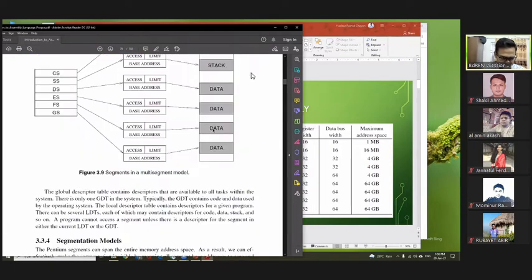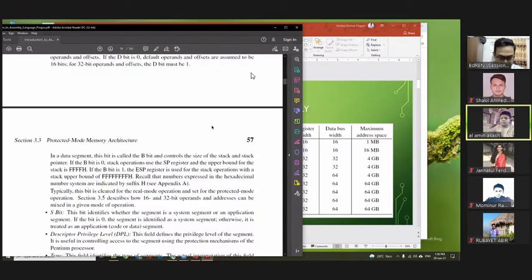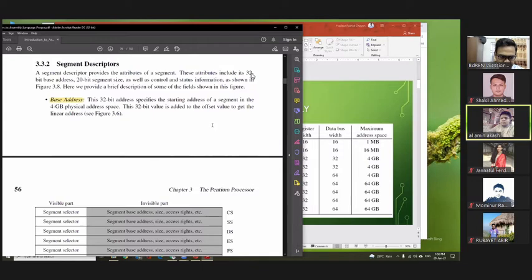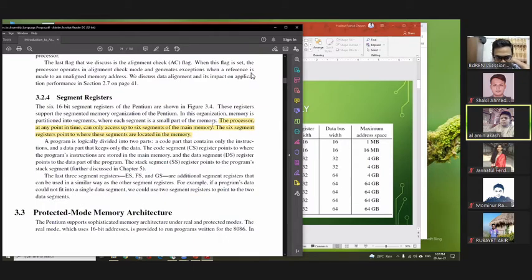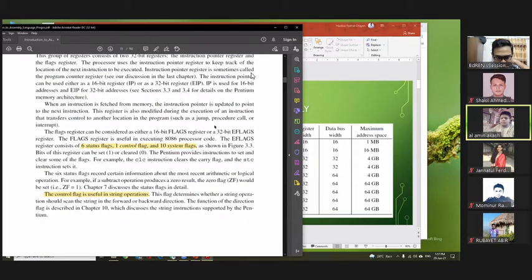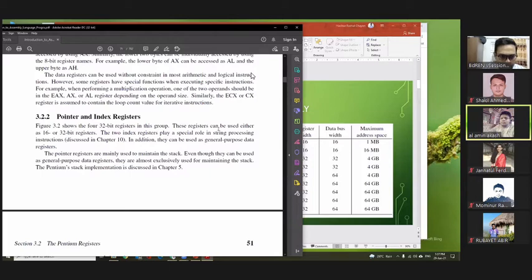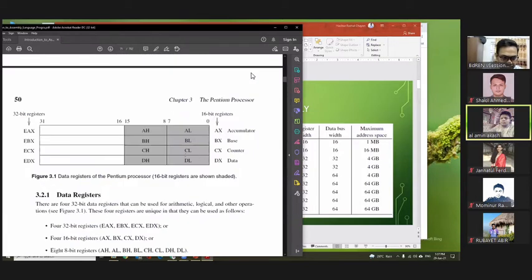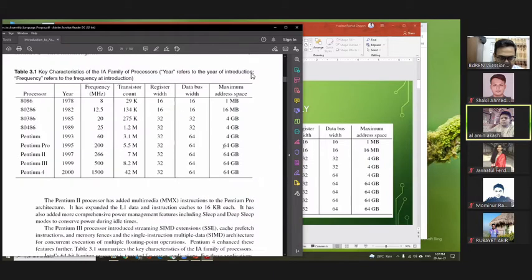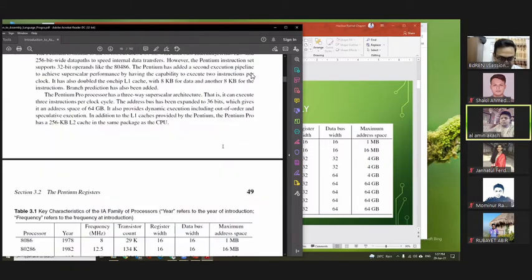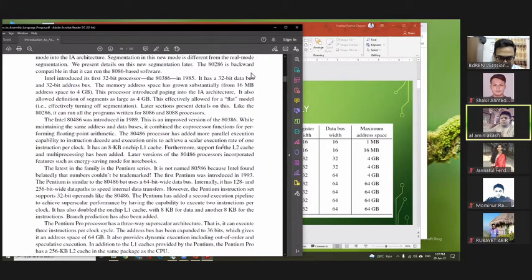Sir, there is another confusion. After the Pentium 4 processor, sir, Microsoft company had their own computer system that was called Mac, sir. In Mac, the register size was 32 and the data bus width was 64, but they have a maximum space of 124 GB. How is it possible, sir?